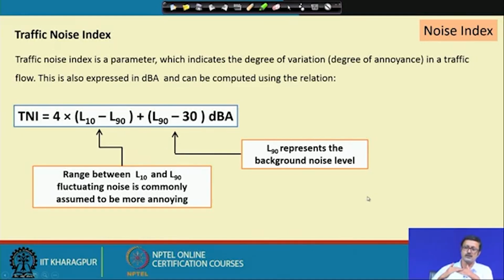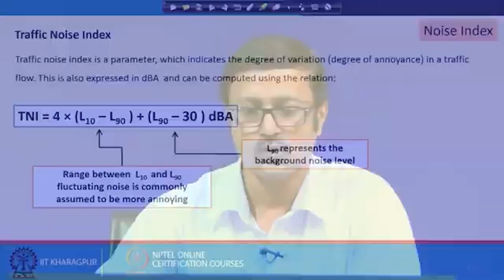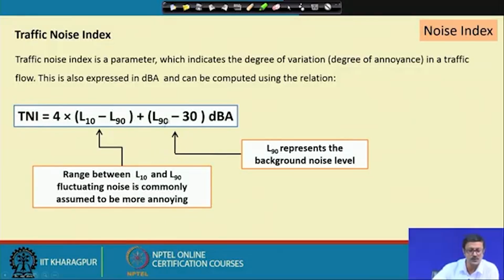That means L90 is the lower 10% and all 90% of the values are above that. So, you can say that this particular noise level is always going to be there. That is the background noise. So, the second part of this equation confirms the background, plus the first part confirms the range, and that gives the TNI, the traffic noise index.